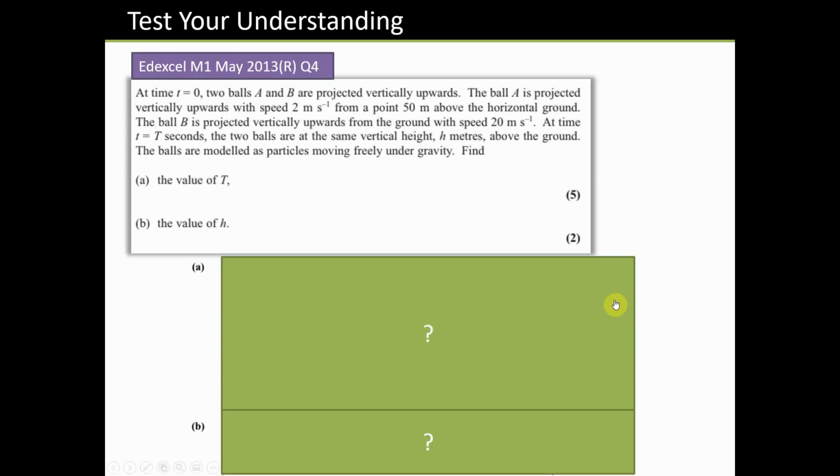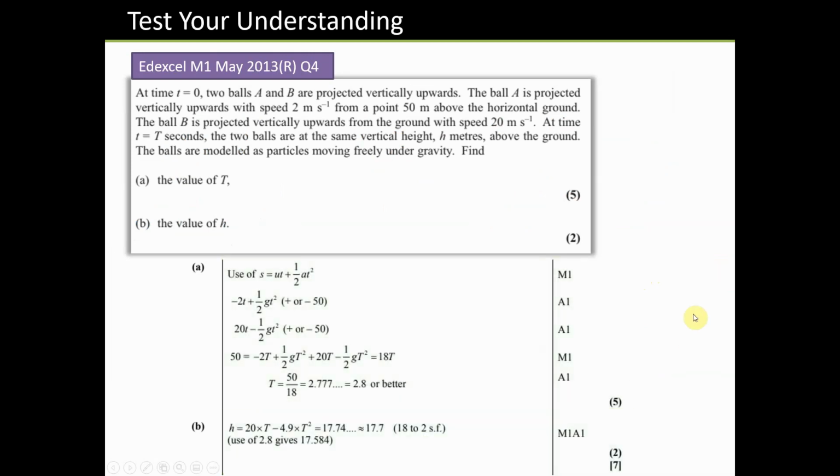But okay, that's that. If you fancy tackling this exam question, feel free. You can pause it. I'm just going to reveal the answer in a second. Okay, so there are the answers. T equals 2.8 seconds, and then roughly 17.7 for the height. So you can read through them and see if you can make any sense from the mark scheme.